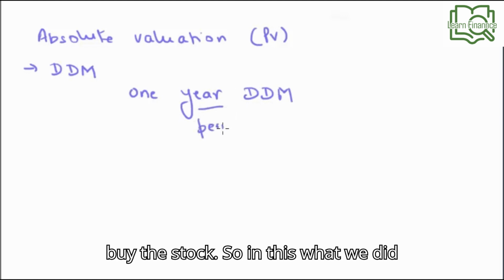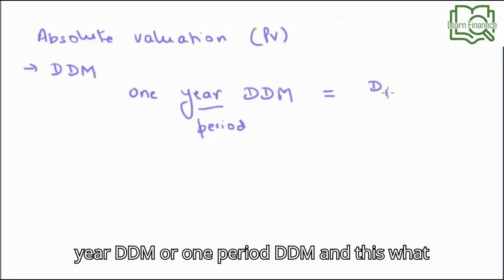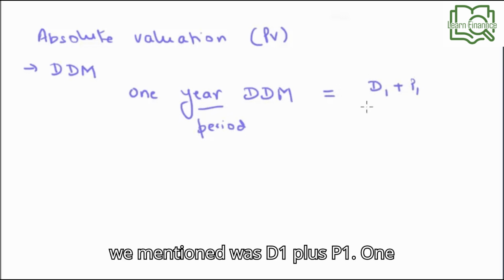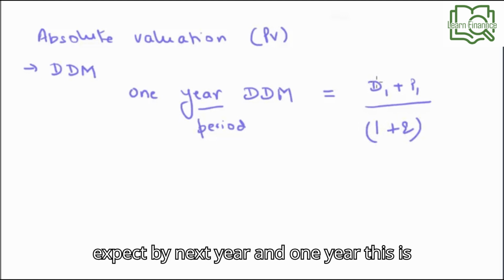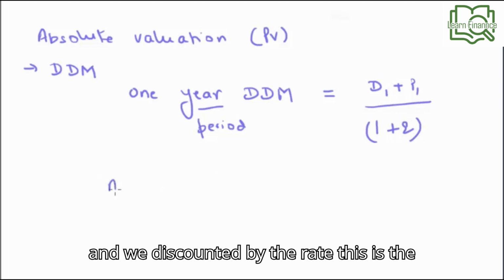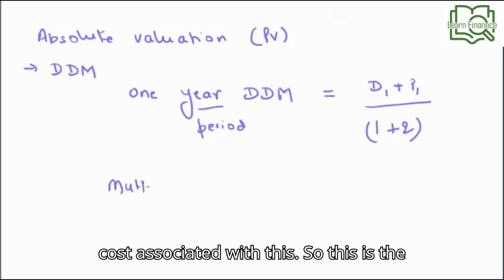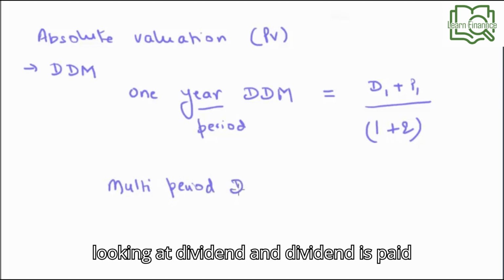In this, we introduced the formula of 1-year DDM or 1-period DDM. And this is D1 plus P1 divided by 1 plus R. Here D1 is the dividend which we expect by next year, in 1 year. P1 is the price of the share in the next 1 year, and we discount by the rate R. This is the cost of equity basically, because we are looking at dividend, and dividend is paid to equity holders.